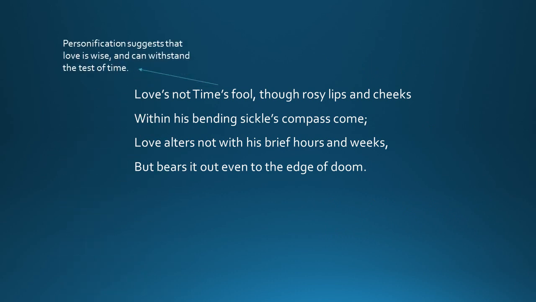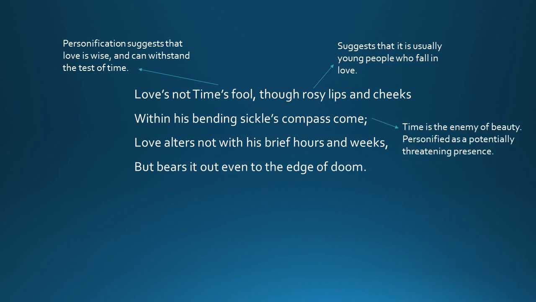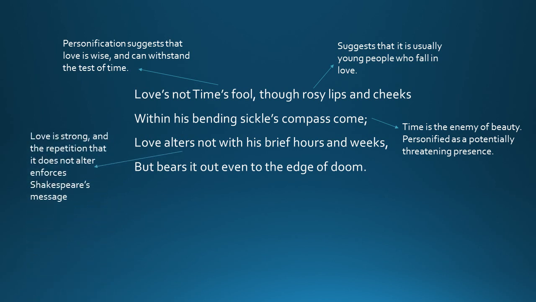Love's not time's fool. The personification here suggests that love is wise, and that it can withstand the test of time. Rosy lips and cheeks, this is suggesting that it's usually young people who fall in love, and they age, and this can change some people's opinions, but if it's true love, it won't change the opinion. So time is the enemy of beauty, and it's personified as a potentially threatening presence.